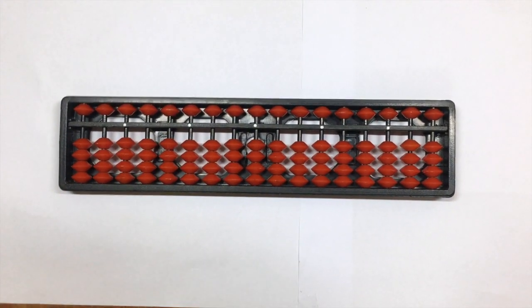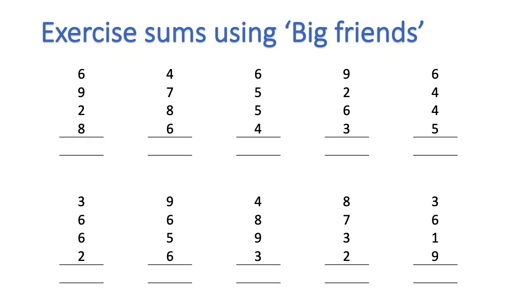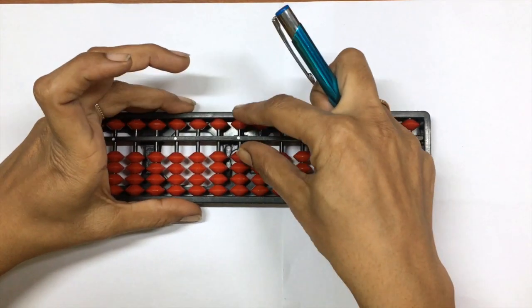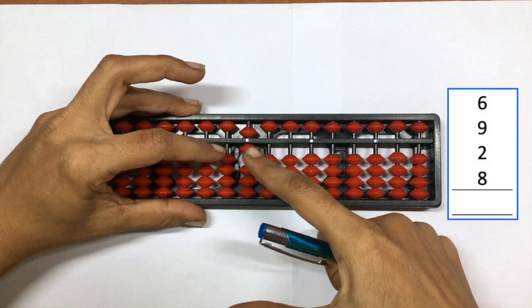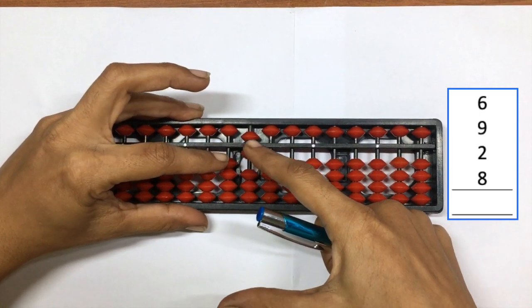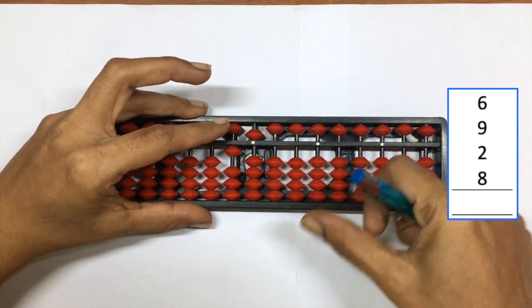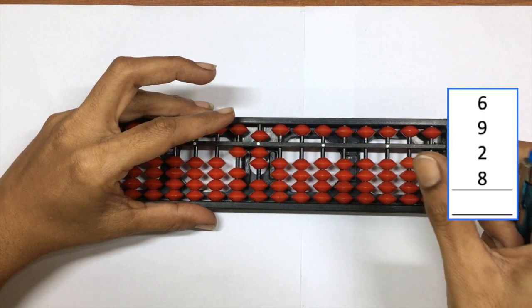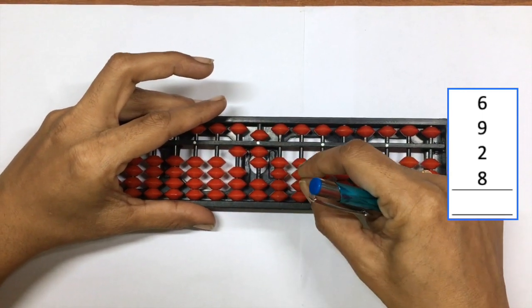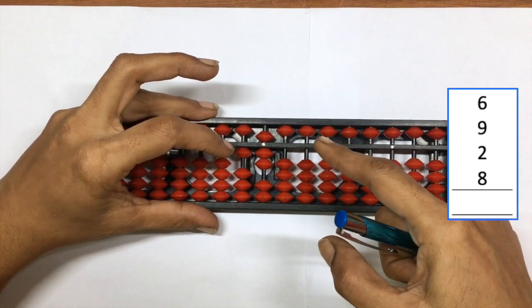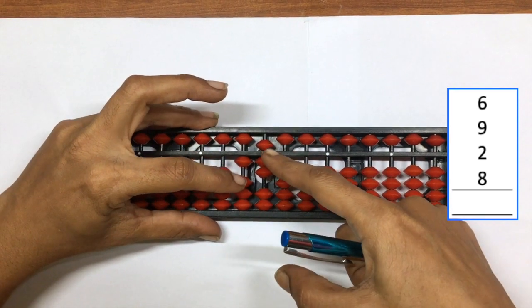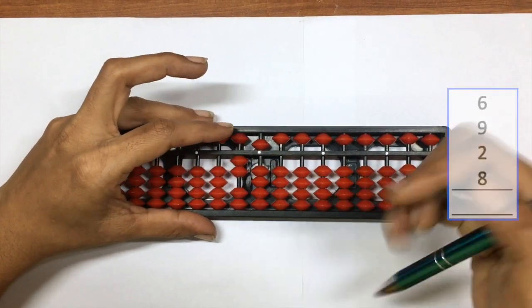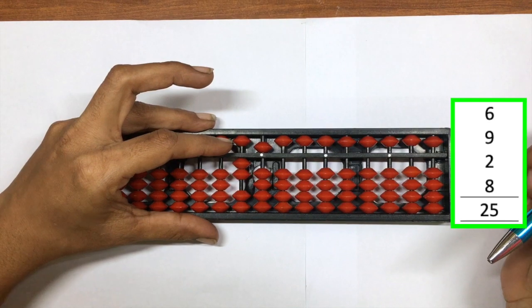Now we are going to do some sums using big friends. First sum. 6. 9. To add 9, minus 1 plus 10. 2. Directly we can add 2. Next number is 8. We can't add directly. Big friend of 8 is 2. Minus the friend, add 10. So the value is 25.